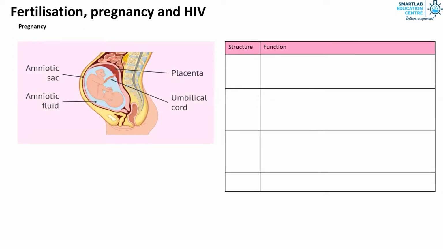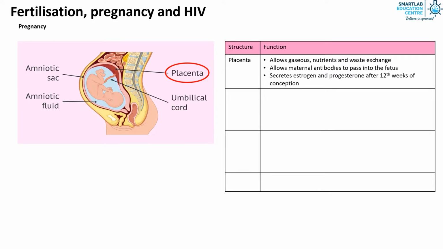During pregnancy, a few new structures are formed, and we will now look at them in greater detail. First, we have the placenta. It allows gaseous, nutrient and waste exchange to take place. It allows maternal antibodies to pass into the fetus. And it secretes estrogen and progesterone after 12 weeks of conception.